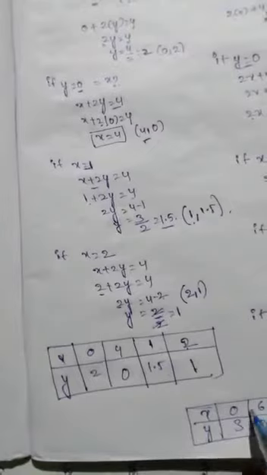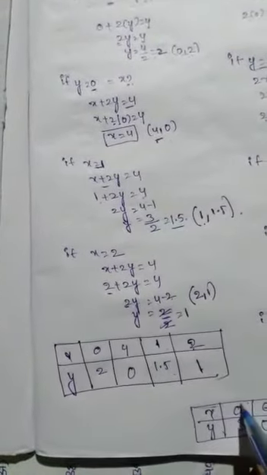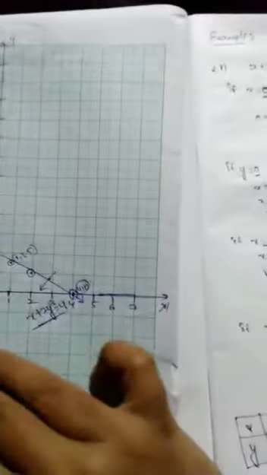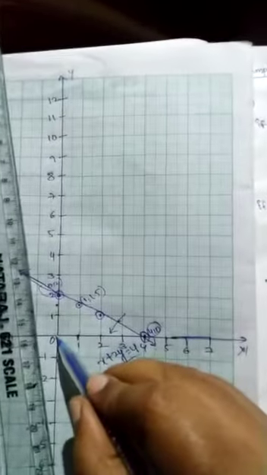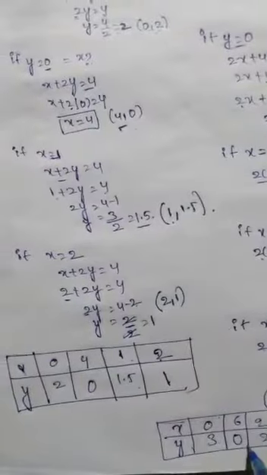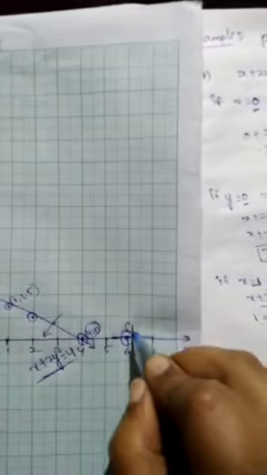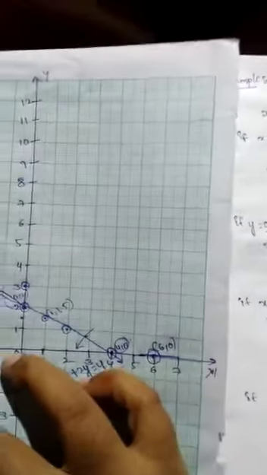Next equation. Next point is (0, 3), y-axis 3. Next (6, 0): on the x-axis 6, y-axis 0. Next point (2, 2), x value 2 and y value 2.